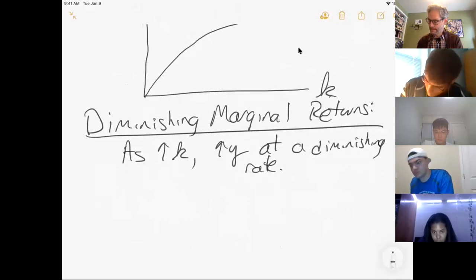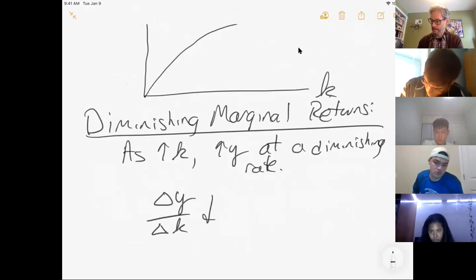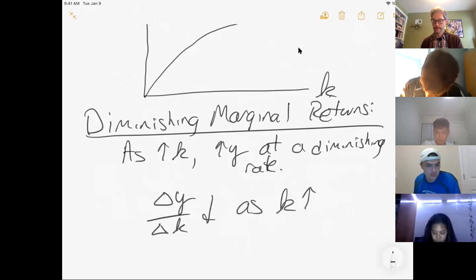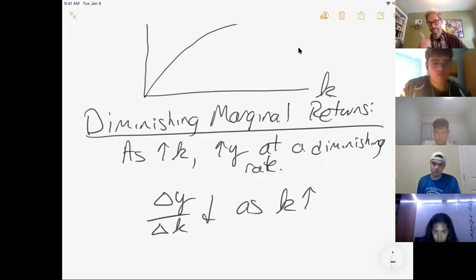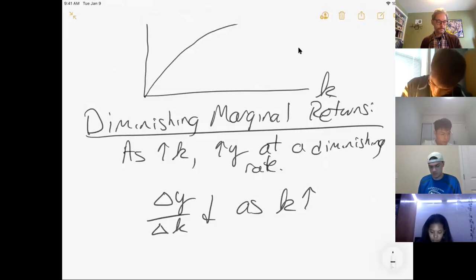Because as we're going to see here, diminishing marginal returns becomes a crucial part of understanding economic growth, right? And diminishing marginal return says that as you increase K, you increase Y at a diminishing rate. Or to say this a little bit more mathematically, the change in Y you get for a change in K goes down as the level of per capita capital goes up. And as we're going to see, this is just a crucial insight into understanding economic growth across countries.